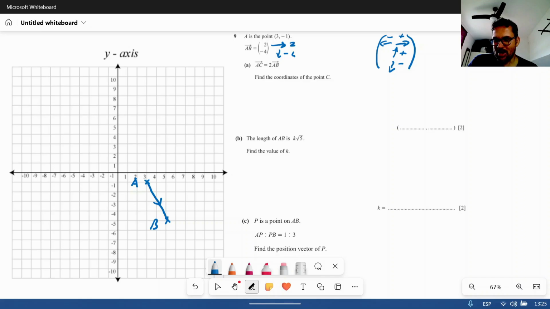So then it says AC. Where's C? We don't know where C is. That's what we need to find. AC is twice AB. Okay, that's not hard. So if AB is (2, -4), then AC will be twice that, which means 2 times 2 is 4, and 2 times minus 4 is minus 8.